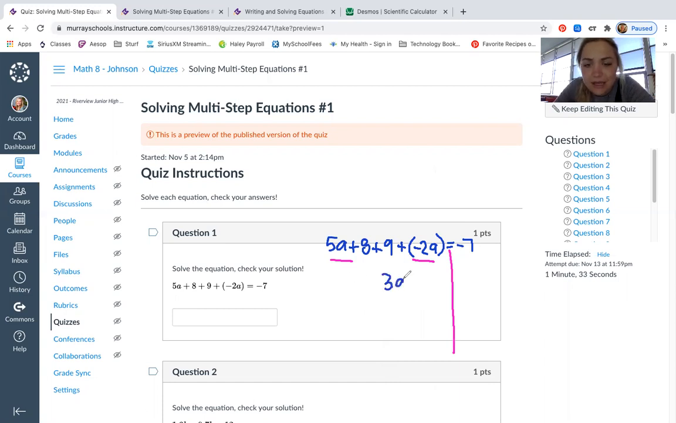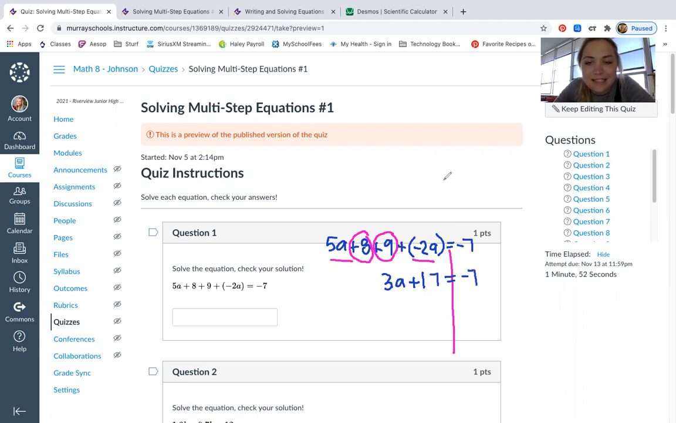So 3a, and then I can also combine these terms, the positive 8 and the positive 9. When I add together positive 8 plus 9, I get 17. So that is 3a plus 17 equals negative 7.